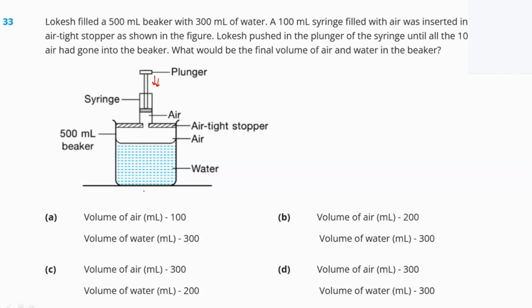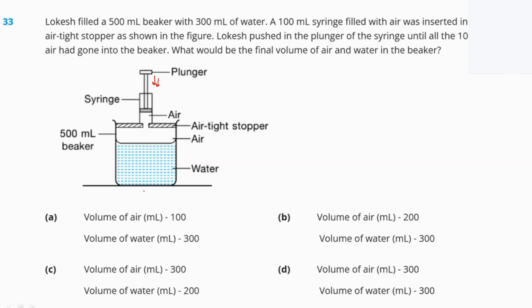So you have to read all the statements and find out which is the correct one. Volume of air is 100 and volume of water is 300. Initially, the beaker is 500 and there is 300 ml of water present in it, and there is 100 ml of air present in the syringe. So if you notice, the first option is wrong, right?